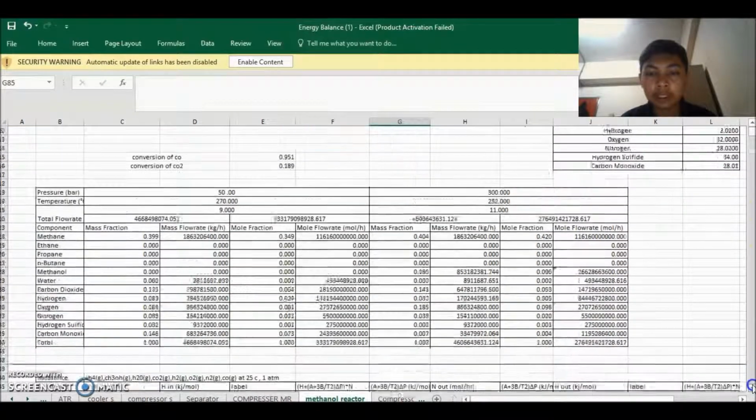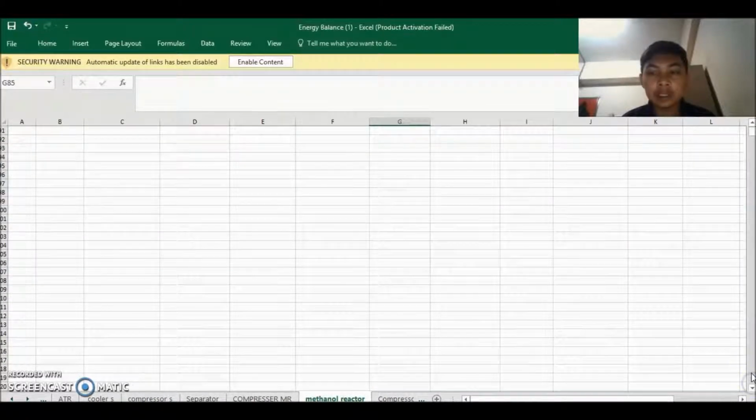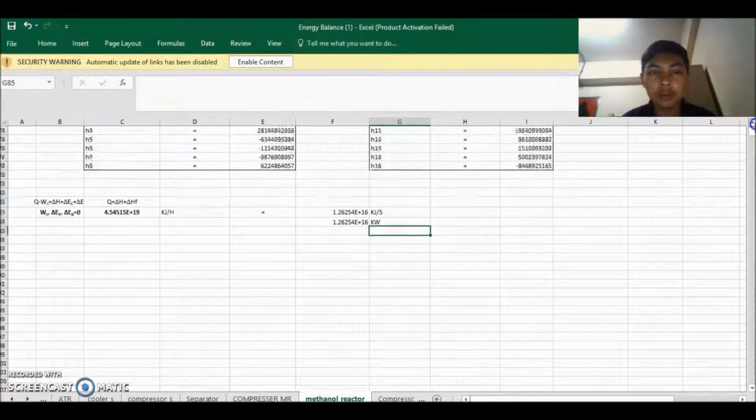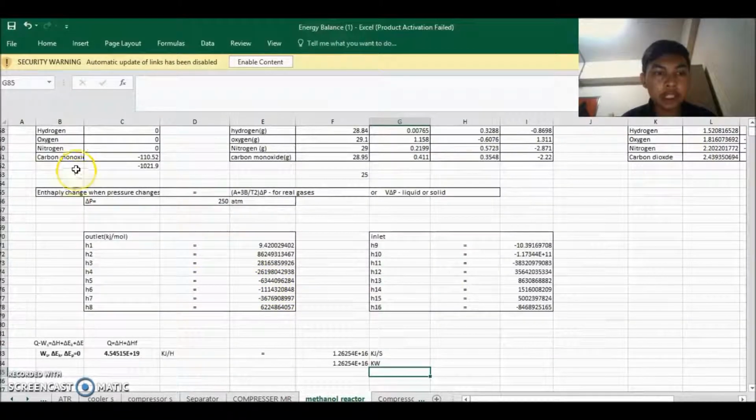Okay, for the methanol reactor, I use the delta H formation for each of the substances I have. The calculation is easy, just like before: Q minus work shaft equals delta H plus delta EK plus delta EP. And assume that work shaft, delta EK, and delta EP equal 0. So Q equals delta H. But we use the heat of formation, which is from table B1. So we get the value.